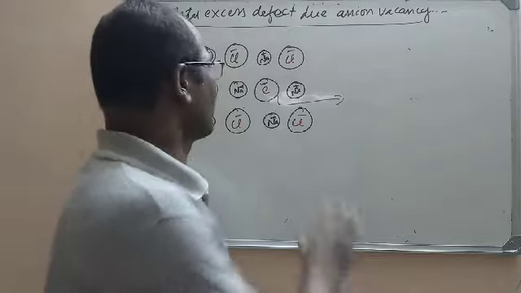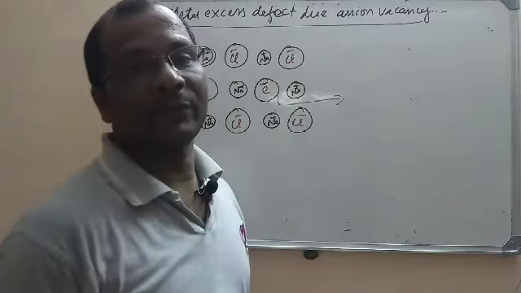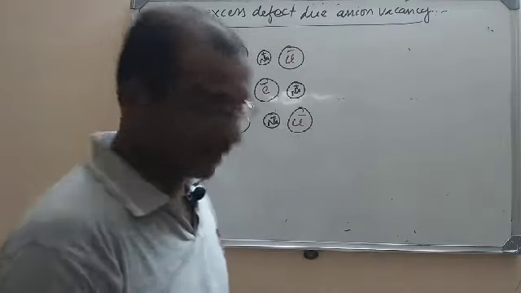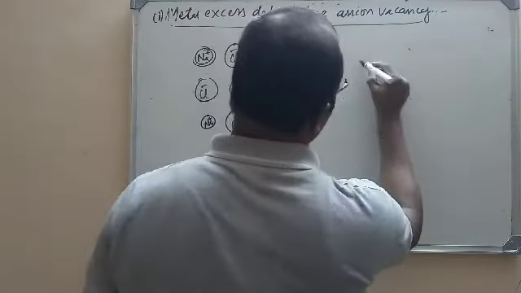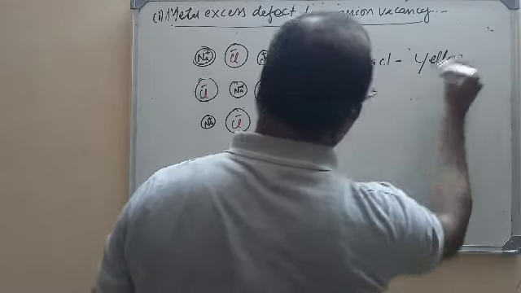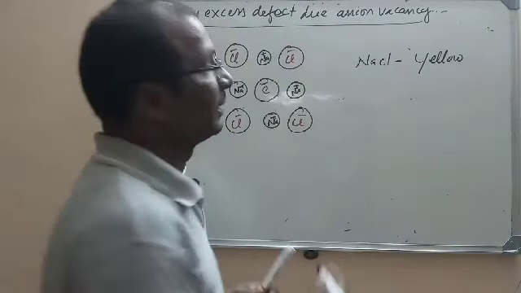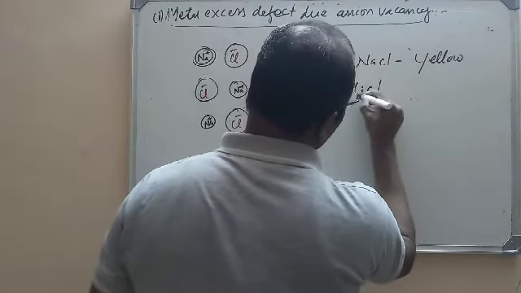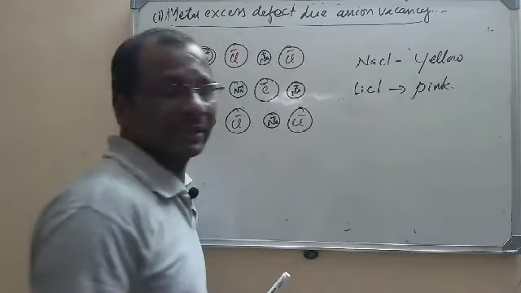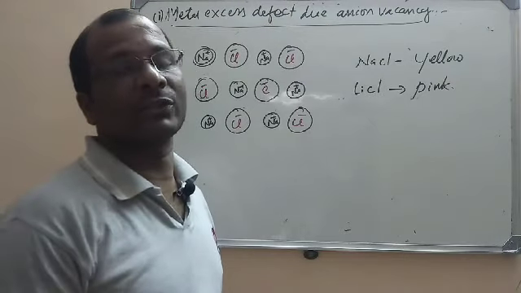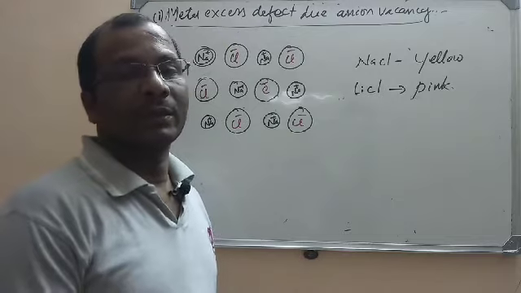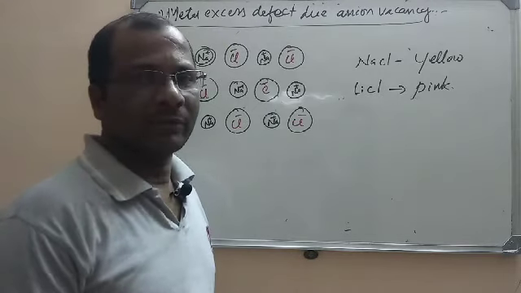But why are these called F centers? I already told you these will give color to the crystal. For example, NaCl crystal will have a yellow color when you expose it to visible light. In the same way, lithium chloride will show a pink color. And potassium chloride will show a violet color when exposed to visible light. Why is it happening so?